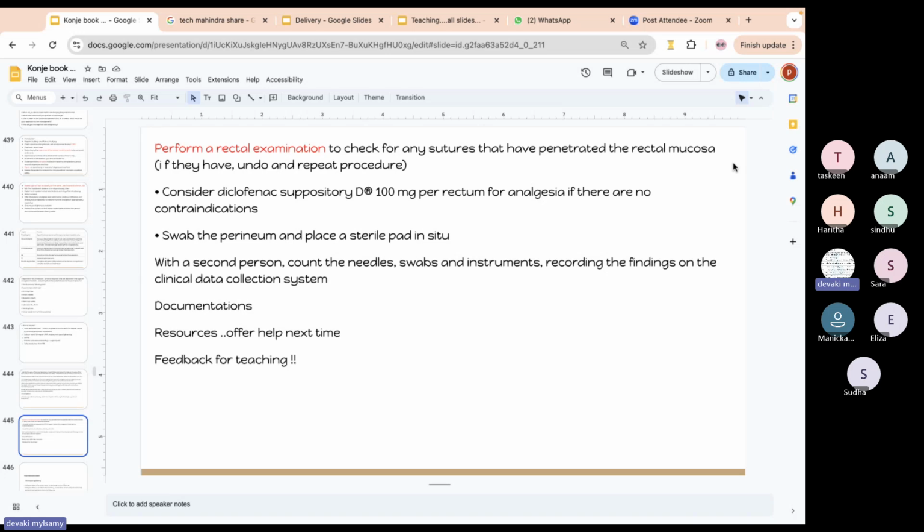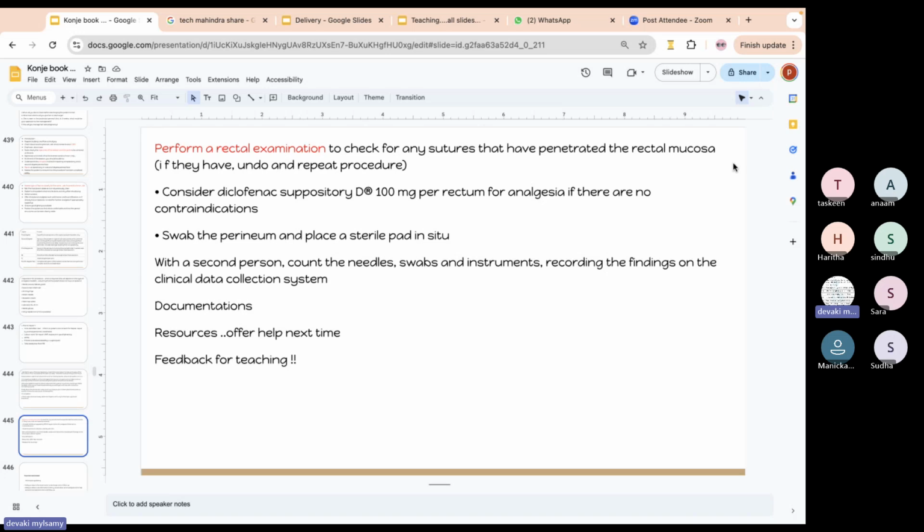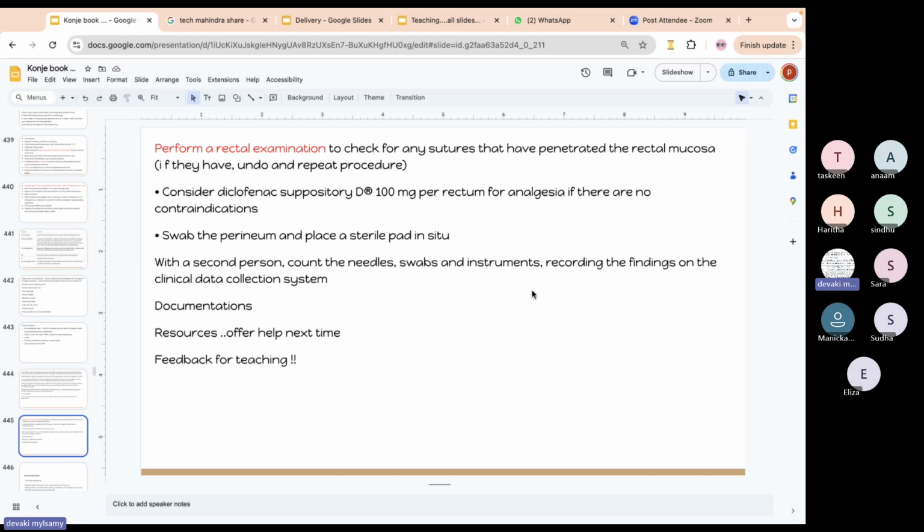Diclofenac suppository you mentioned. Swab and needle count, we need to ensure that it is adequate. A second person can take the swab and instrument count, recording the findings in the clinical data collection system or documentation. Resources you mentioned, feedback for teaching you mentioned.